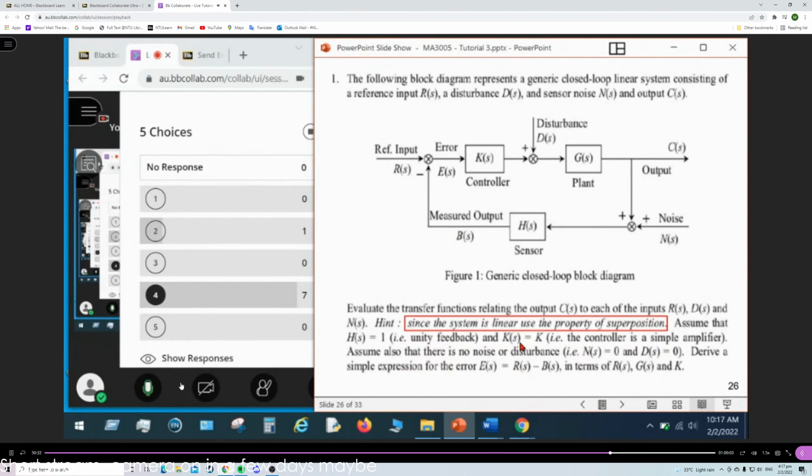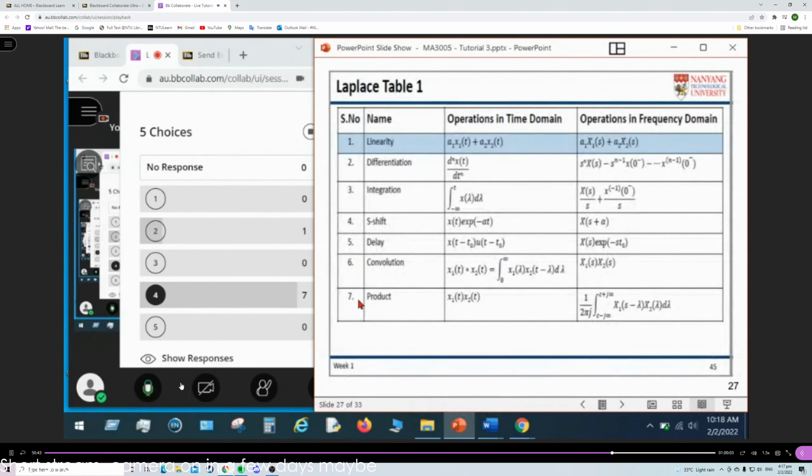The hint is that since the system is linear, we use the property of superposition. So what is superposition? What is a linear system? Linear system is explained by Professor Tango.